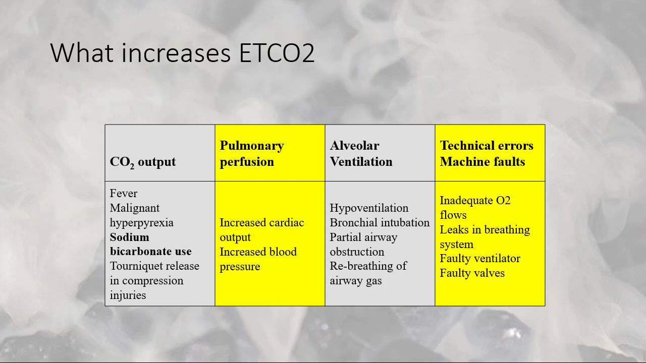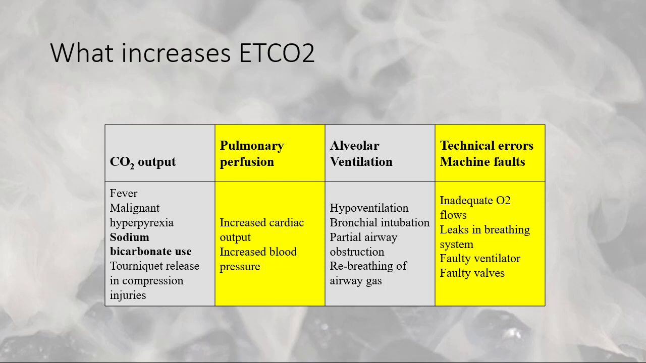You have bronchial intubation, where suddenly you've had an unsecured airway, now you secure it, now you're moving air, and they get better. Partial airway obstruction can cause buildup of CO2 in the alveolar space, and then when we intervene, we resolve that.